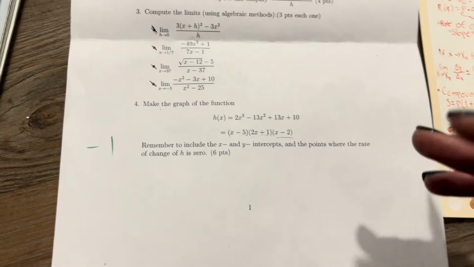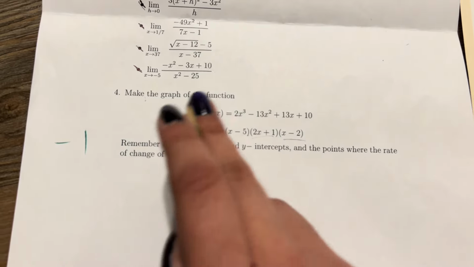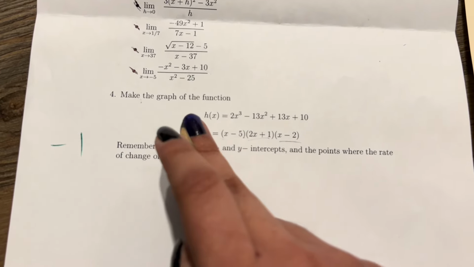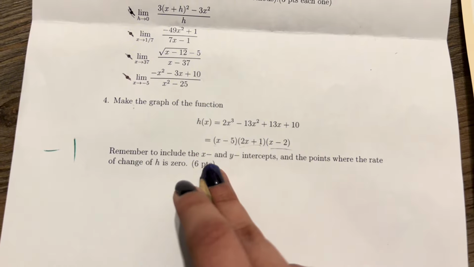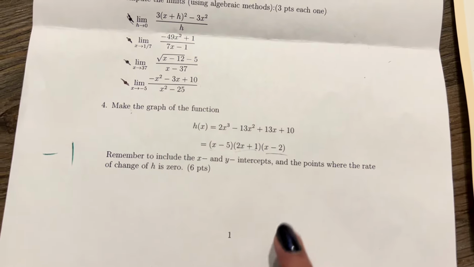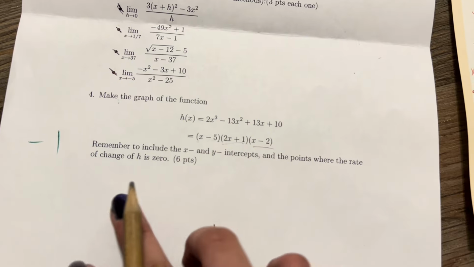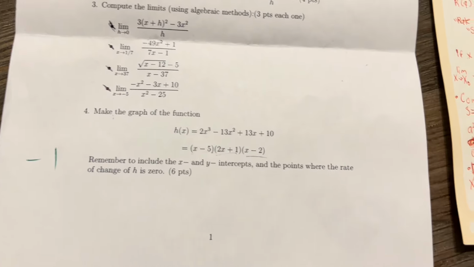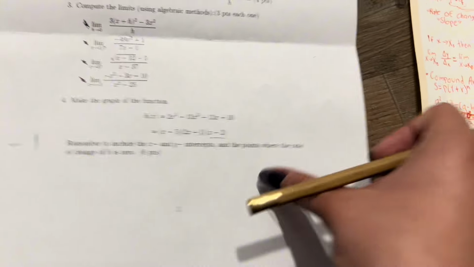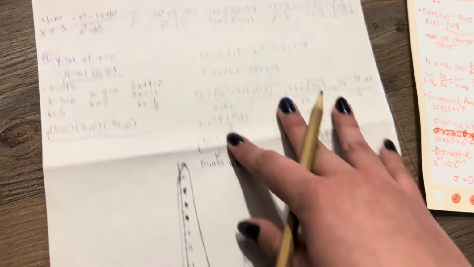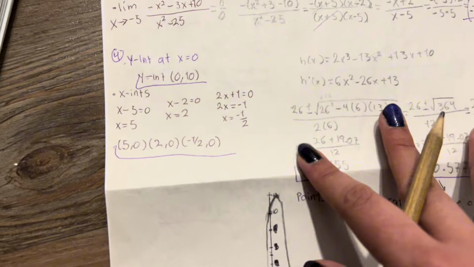So the first one is asking us to make the graph of this function that is given, including the x and y intercepts, and also the points where the rate of change of h is 0. For this, we're going to use the cheat sheet, and I'm going to explain now the process.